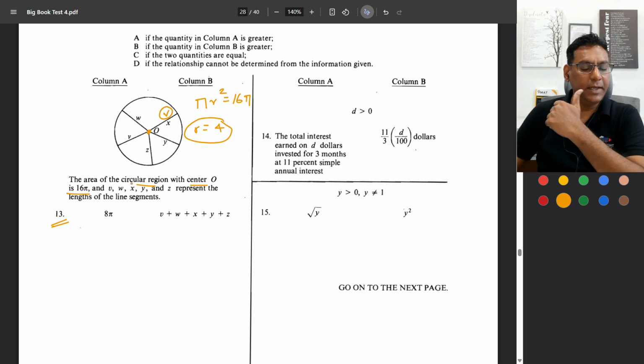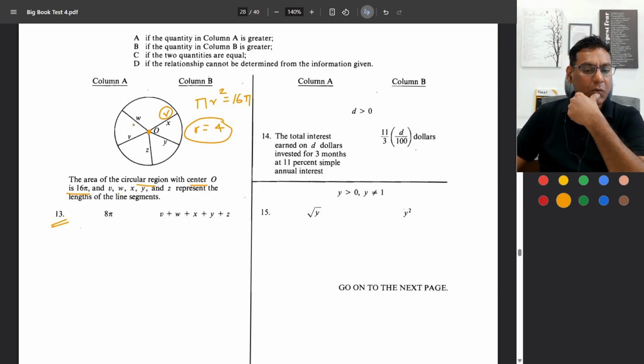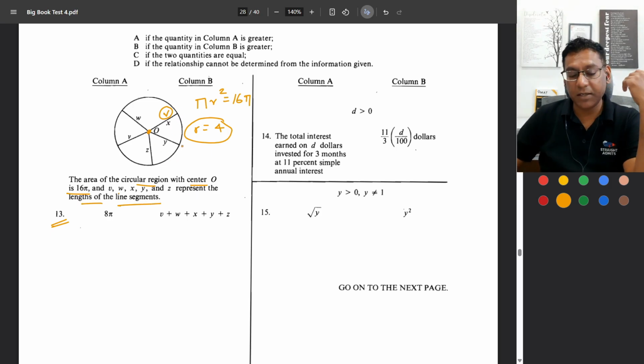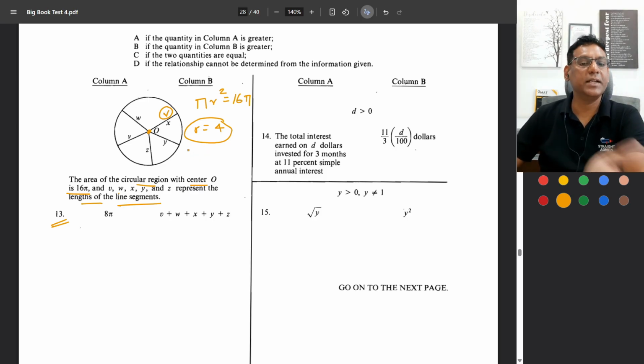The area of this circle is 16 pi, and V, W, X, Y, Z. Okay, all these, I think they have drawn them at different locations, represent the lengths of the line segments. So these are all the lengths of different line segments, but their value is going to be 4 because the radius is 4 and all of them are radii. Correct. Why are they radii? Because they are starting from the center and touching one point on the circle, right? So all of them are equal to 4.